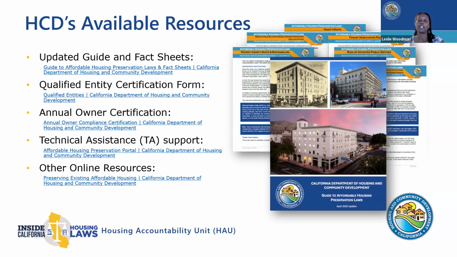In addition to these technical advisory materials, on HCD's preservation website, you'll be able to find a description and resources to become a qualified entity and complete the certification form that was previously mentioned, a link to various HCD approved notice template forms, a link to HCD's affordable housing preservation portal to get in contact with our team to complete the annual owner certification, to submit APPLE notices for HCD's compliance review, as well as to submit a request for technical assistance or review of a potential violation. So now I'll pass it over to Mirza to wrap this presentation up.